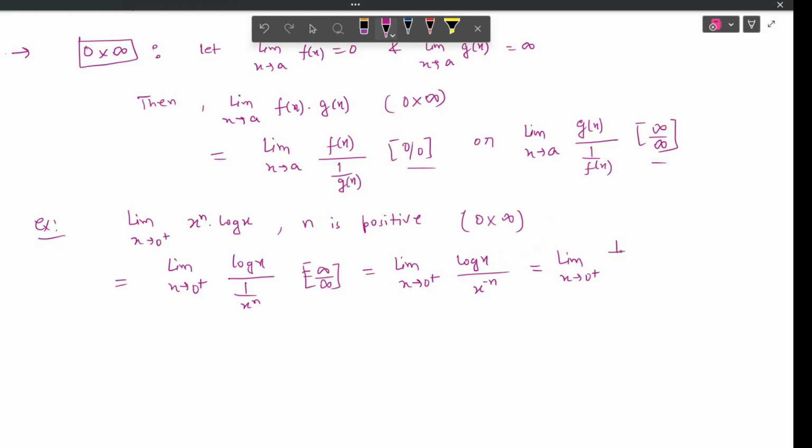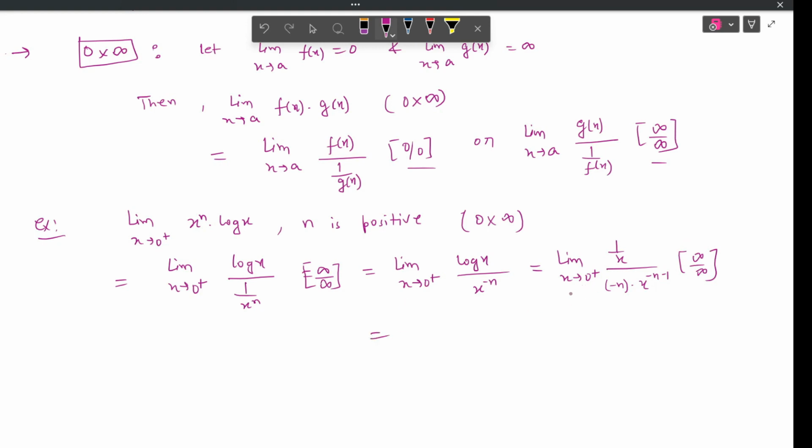Differentiation of log x is 1 by x. Differentiation of x to the power minus n is minus n into x to the power minus n minus 1. If you put 0, it will be 1 by 0, infinite, and if you put 0 here, it is actually 1 by x to the power n plus 1. So 1 by 0 is infinite. So again it is infinite by infinite form.